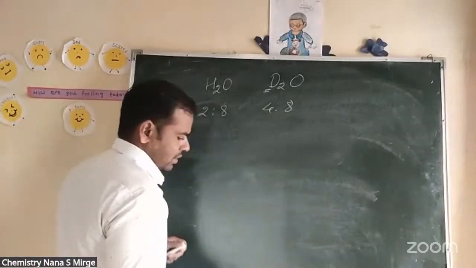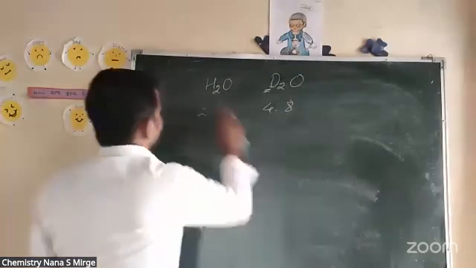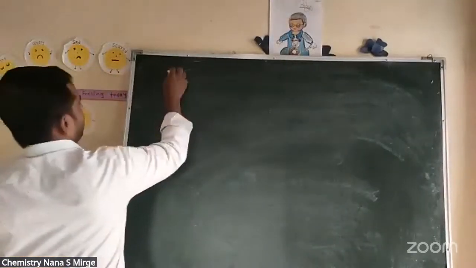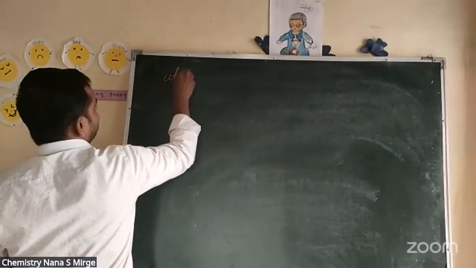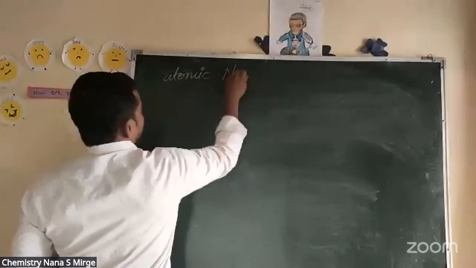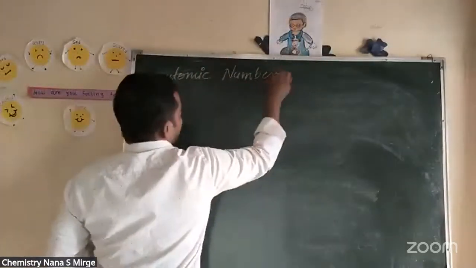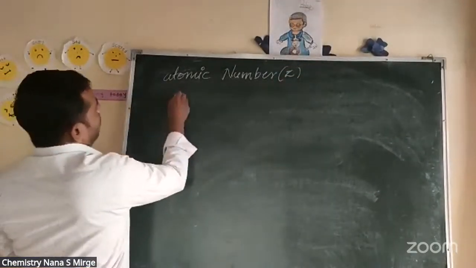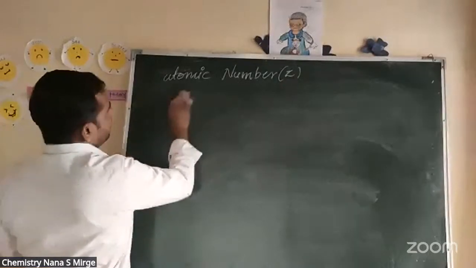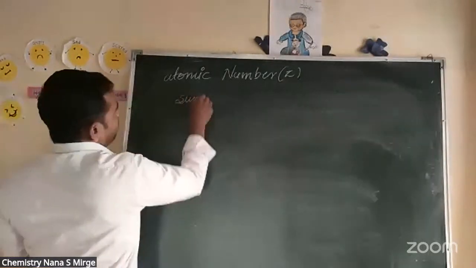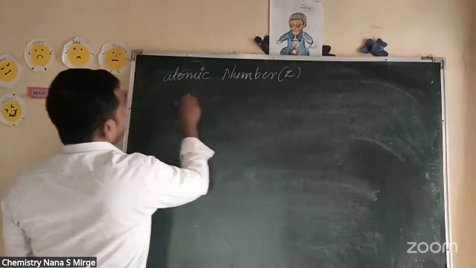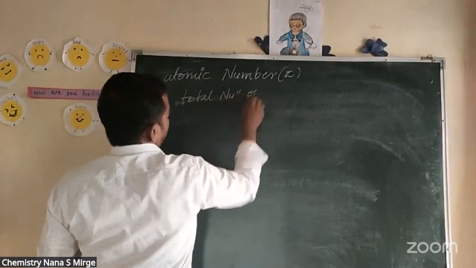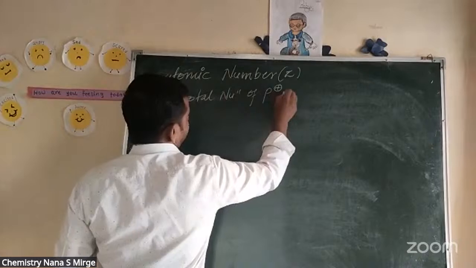So we have Avogadro's hypothesis, then we have atomic mass. And atomic number, very important is atomic number. So what is meant by atomic number, which is denoted by Z? Atomic number is nothing but the total number of protons present in an atom.